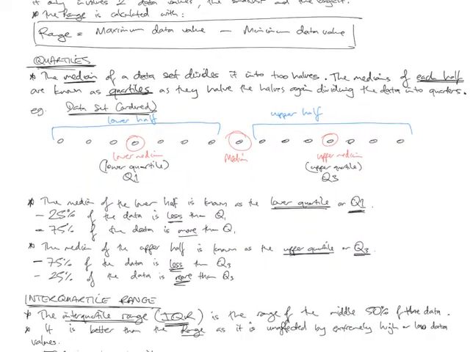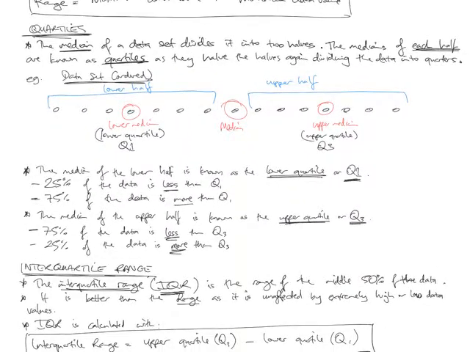Next idea is the idea of quartiles. So the median of a data set divides it into two halves. So imagine this is a data set here. The median is the middle number, and so you have the lower half and the upper half divided into two. The medians of each of the halves are known as quartiles. Why? Because they halve the halves again and divide the data into quarters.